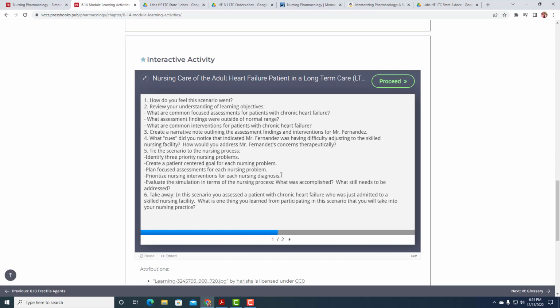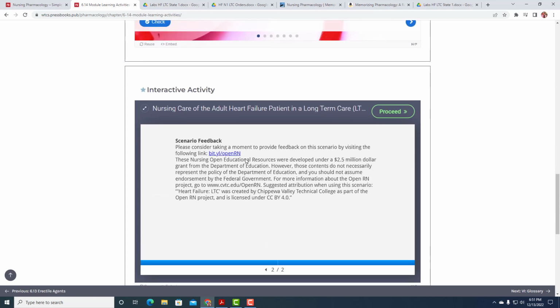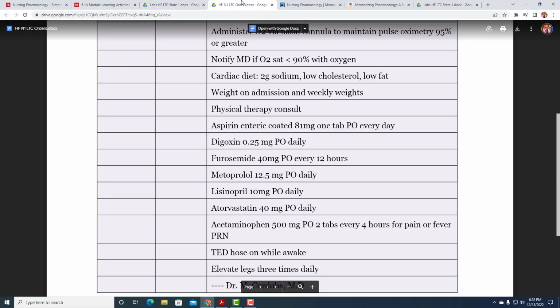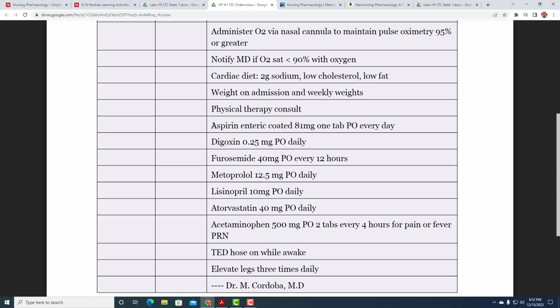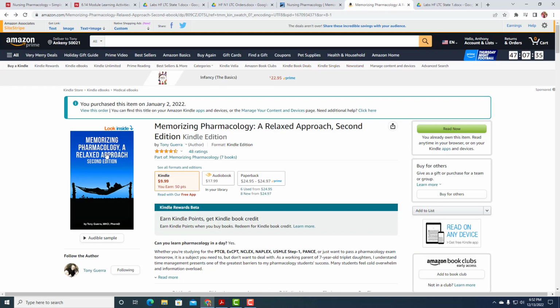This is just asking how you think the scenario went, and an opportunity to give feedback. The big thing I wanted to come back to was, if you knew the stems, you knew that digoxin was a cardiac glycoside, aspirin was a blood thinner, furosemide was a loop diuretic, metoprolol a second generation beta blocker, lisinopril an ACE inhibitor, and atorvastatin a lipid lowering, or HMG-CoA reductase inhibitor. And the big thing is that if you know those, it makes it so much easier. That's where this whole memorizing pharmacology comes from.